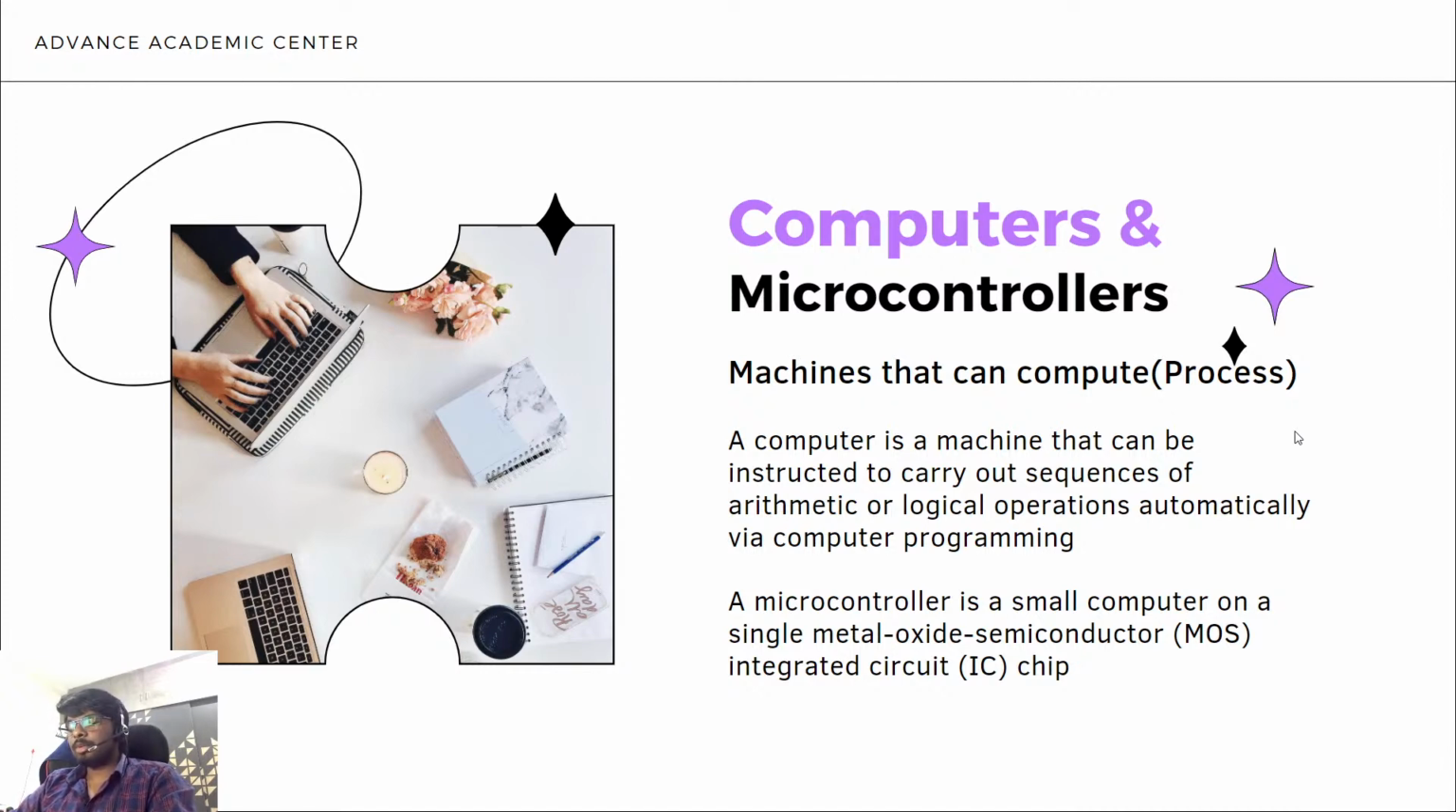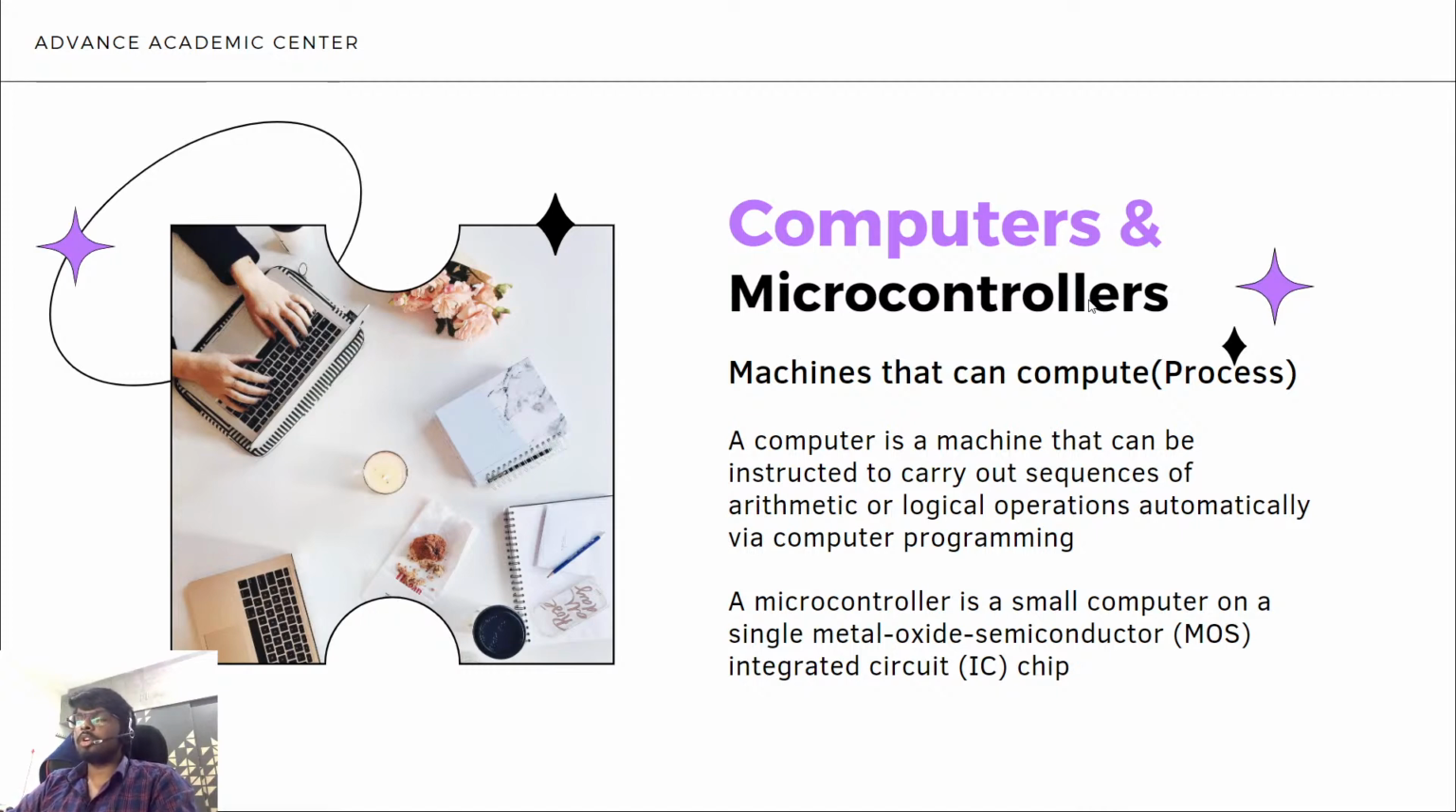So an IC means an integrated chip or integrated circuit chip, which will take inputs, process them and then just give outputs. The difference between microcontrollers and computers is that computers can be used on a large scale, in order to perform a very big process.